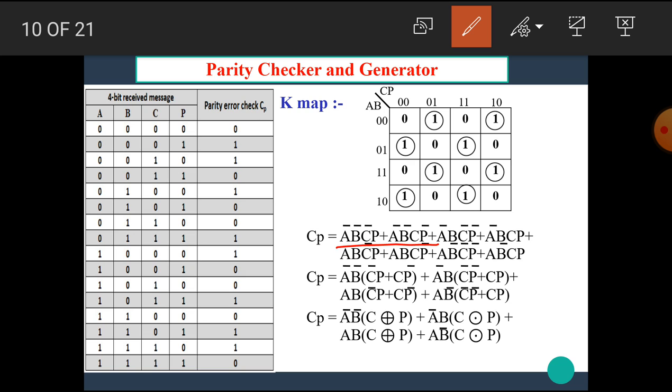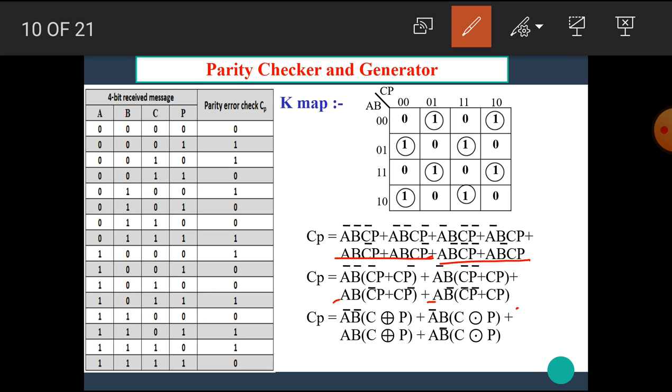In the first two terms, A bar, B bar is common. Hence we can write A bar, B bar in bracket C bar, P plus C, P bar. In the next two terms, A bar, B is common. Hence we can write A bar, B in bracket C bar, P bar plus C, P. In the next two terms, the common term is AB. Hence we can write AB in bracket C bar, P plus C, P bar. In these two terms, the common is A B bar. Hence we can write C bar, P bar plus CP.